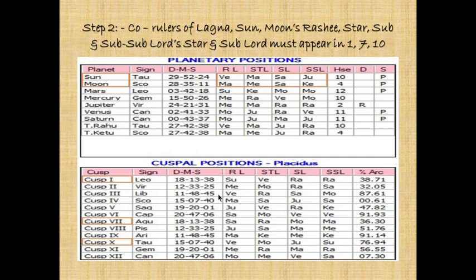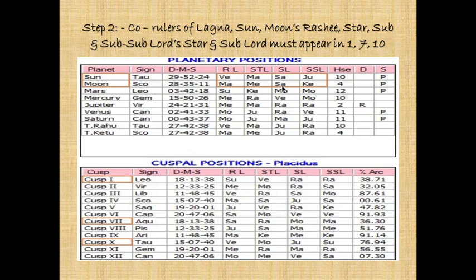Then Saturn, Saturn is Jupiter and Mars. Jupiter in 10th and Mars in 7th. Then Jupiter, Jupiter is Mars and Rahu. Mars in 7th, Rahu in 1 and 7. Then Mars, we have studied here, Moon's Rashi Lord is Mars and Sun's Star Lord is Mars. So Mars, as we have studied, we won't study again. Then Mercury, Mercury's star is Rahu, sub is Venus. Rahu in 1 and 7, Venus in 10 and 1.